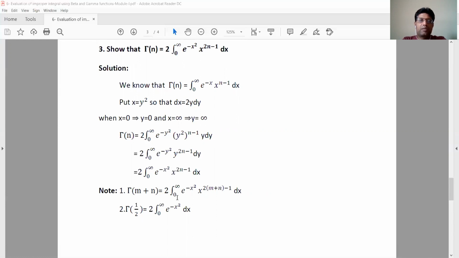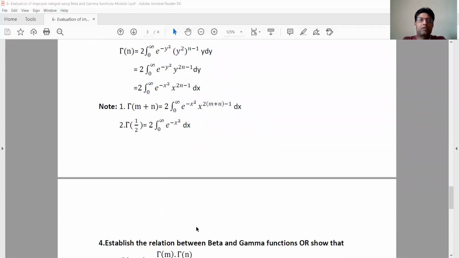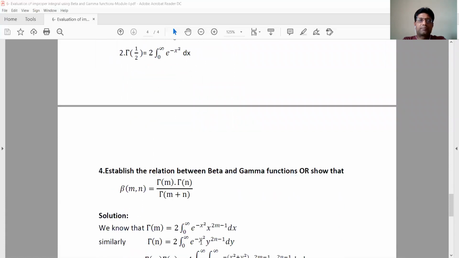So gamma of m plus n is 2 times the integral from 0 to infinity of e power minus x square, x power 2 times m plus n minus 1 dx. Gamma of 1 by 2 is 2 times the integral from 0 to infinity of e power minus x square dx.